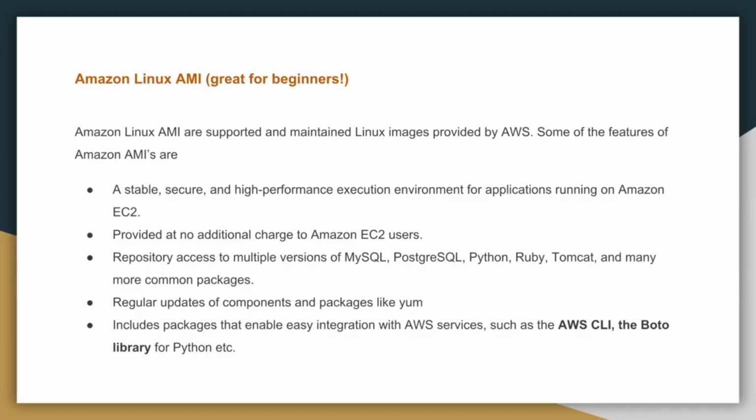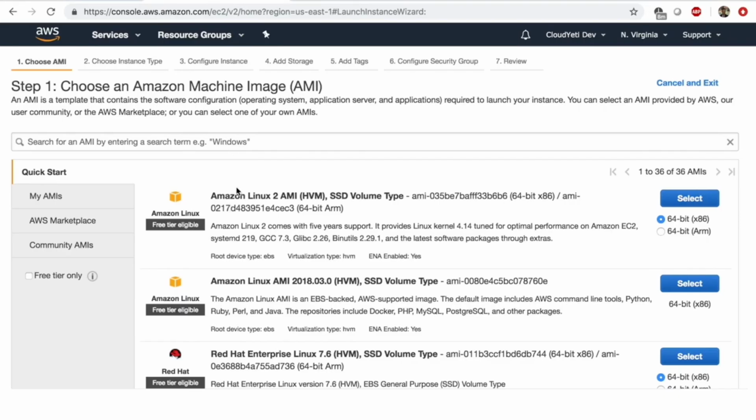So there is an Amazon Linux AMI, which is supported and maintained by AWS. The Amazon Linux AMI comes with a lot of AWS developer tools like the AWS command line interface, the Boto 3 library, etc. It also comes with access to packages such as MySQL, Python, Tomcat, etc. So this is something that we'll be using over and over in the labs. And Amazon Linux AMI is right here. And this is different than Amazon Linux 2 AMI. Keep this in mind, right? We'll be using a lot of this AMI in our labs.